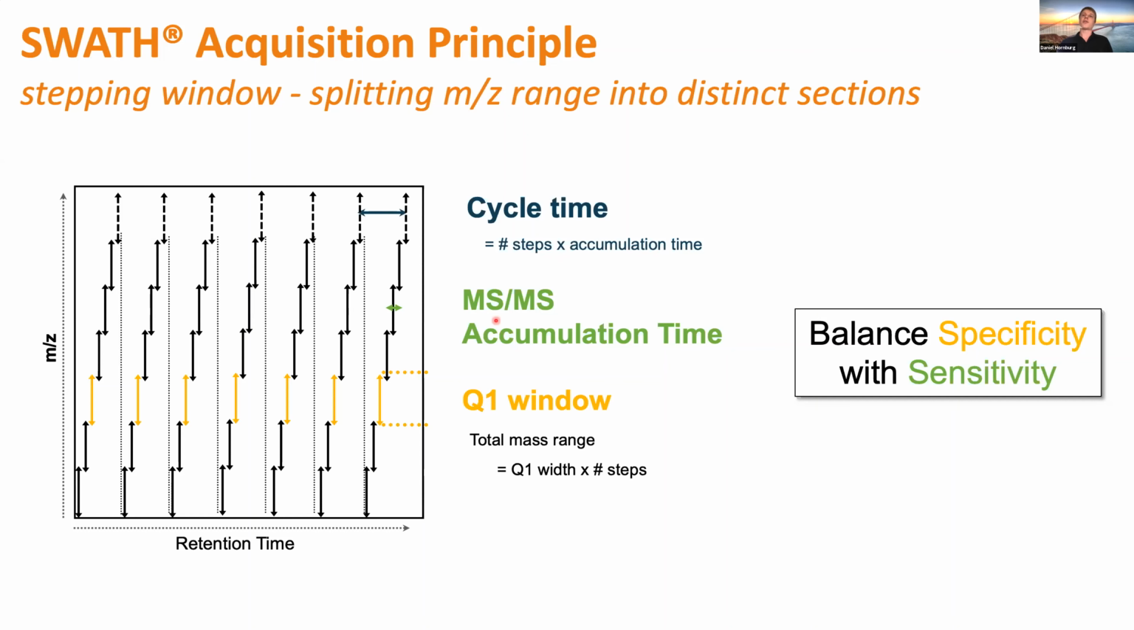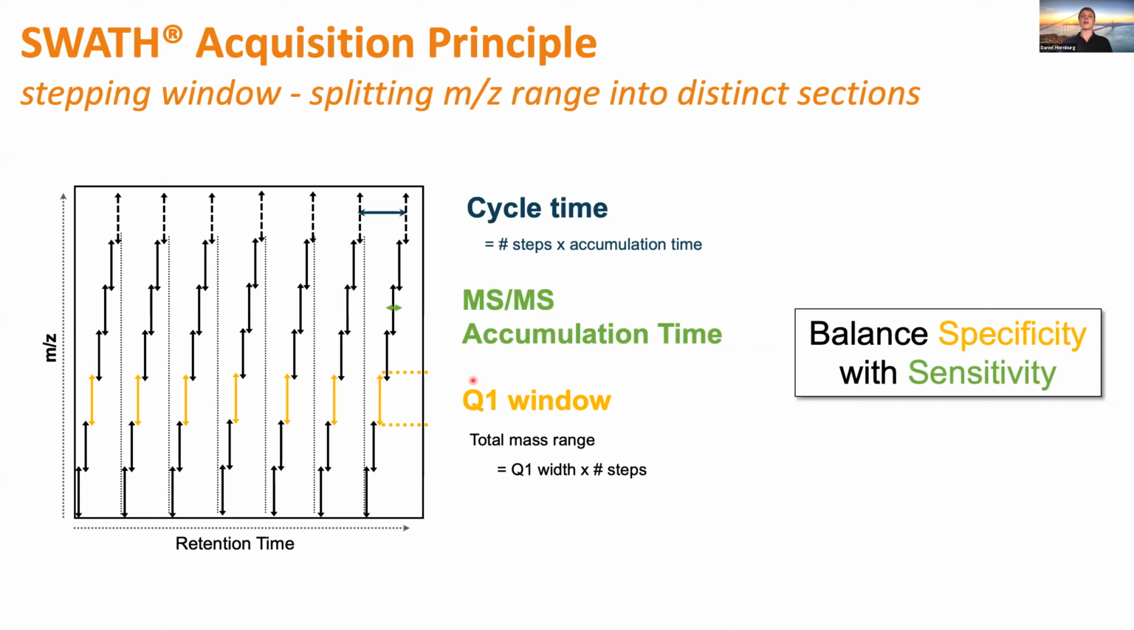So let's first talk about the accumulation time, which is essentially how much time do we spend at each given moment. And of course, the longer we spend acquiring data, the better we can determine what is the signal and what is noise. So that gives us sensitivity. And also when we choose to take very large steps, we can more quickly go through the mass over charge range. We can cover a wider range, or we can essentially accumulate longer for the same range.